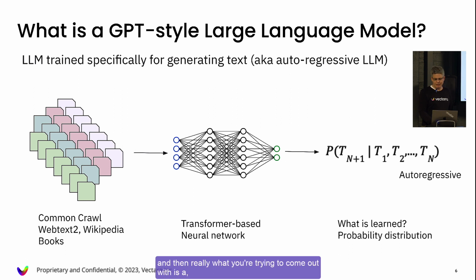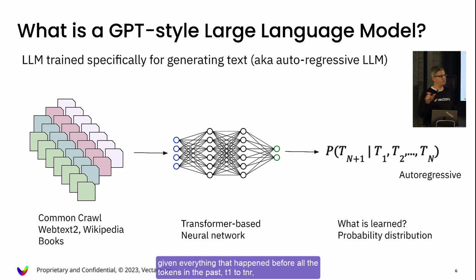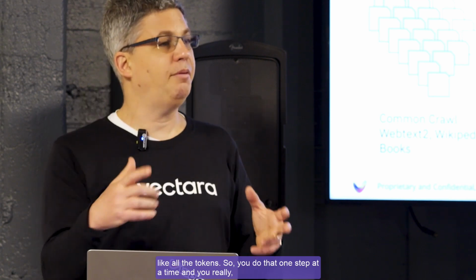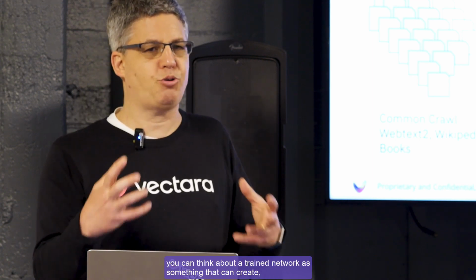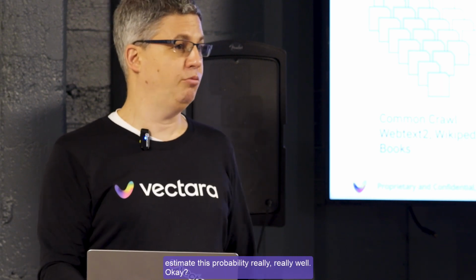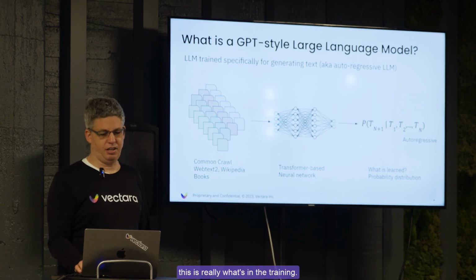And then really what you're trying to come out with is a mathematical equation, which essentially means I want to predict the likelihood of the next token, given everything that happened before, all the tokens in the past. T1 to Tn are all the tokens. And so you do that one step at a time, and you can think about a trained network as something that can estimate this probability really, really well. Okay? This is really what's in the training.